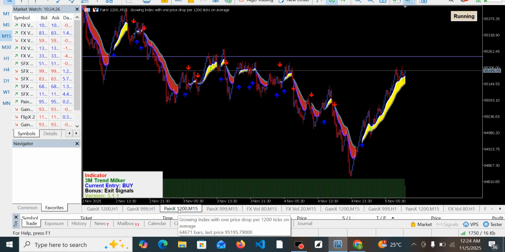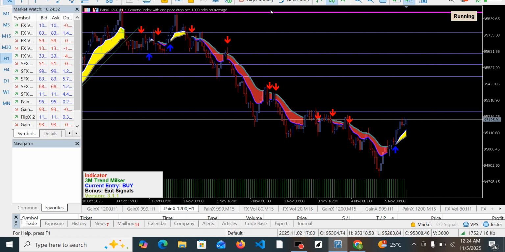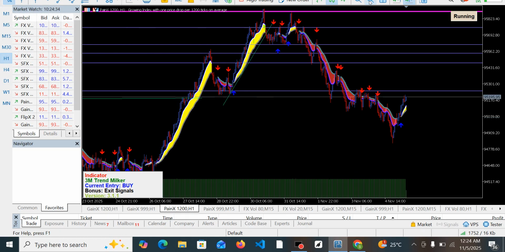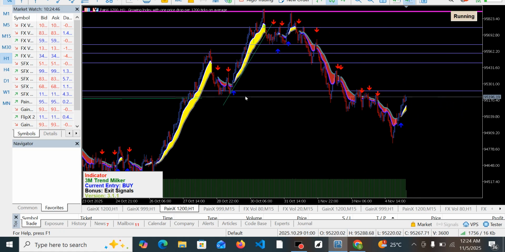Okay, let's check out Pain X 1200, also on the 1 hour time frame. Let's check it out. You can see this actually gave us a buy signal at this point. Set your stop loss and set your entry order, and of course this will have given you a lot of profit. Here is another one, a sell signal. It switched from an uptrend into a downtrend.